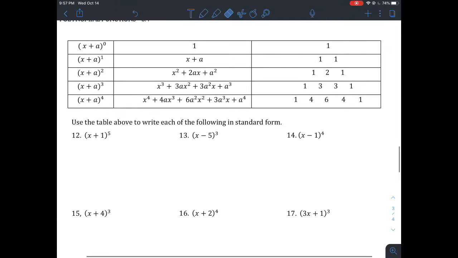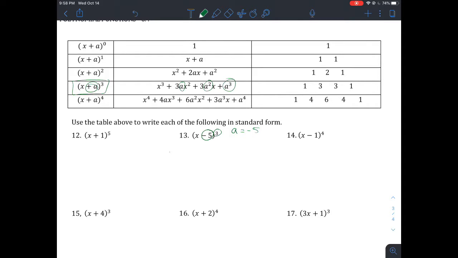All right. So first we've got a binomial cubed. So this tells you what you do with a binomial cubed. Then I'm going to look at my a value, which is negative 5. So let's keep that in mind. My a equals negative 5 because that's your a right there. So all we got to do is plug in our a value and we get our answer.